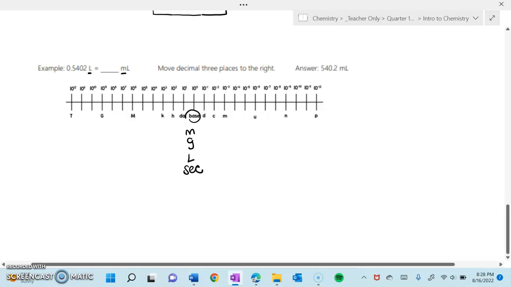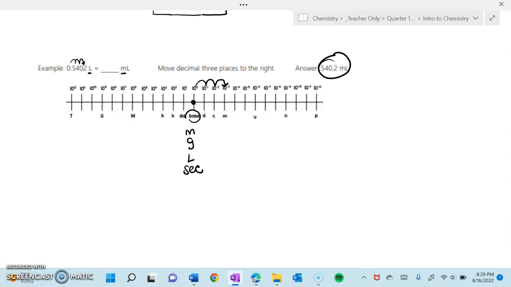So we are going to move that decimal from base to milli. And it goes 1, 2, 3 times to the right. We're going to do the same thing with our value. So take that decimal, it's written this time, 1, 2, 3 to the right, and our answer is 540.2 milliliters. That's exactly what we got. Again, think about it. 1,000 milliliters are in a liter. So if we have 0.5402, about half of a liter, we should have somewhere around 500 milliliters, half of 1,000. And we do. So our answer makes sense and we're good to go.